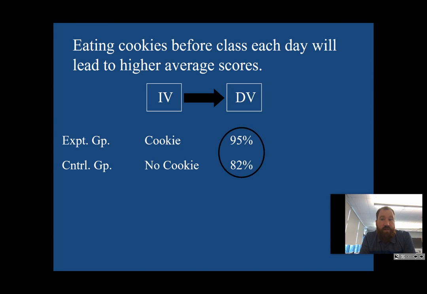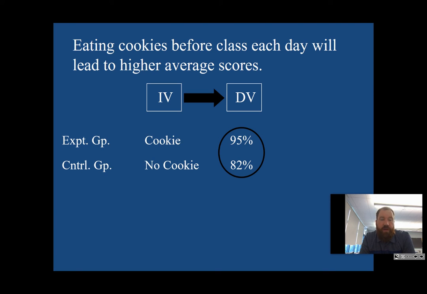Now, let's take a look at these two numbers here. Those are pretty different, right? I think if I asked you guys what you'd rather have, an 82% or 95%, you would all say 95%. There's not many people that would rather have the C plus than the A, especially here at Holy Ghost. So just from what we've learned so far, are we sure that it is the cookie that is causing the change in scores? And we can't say that just yet.